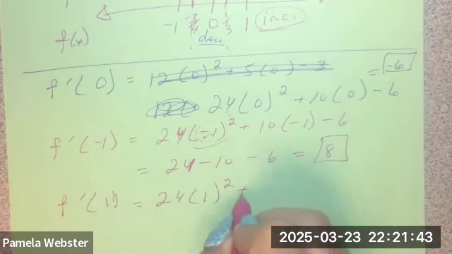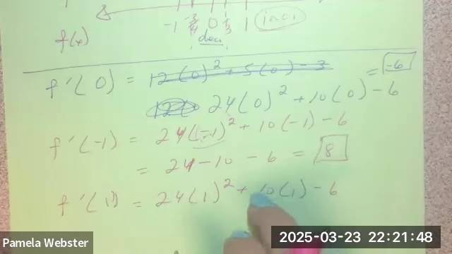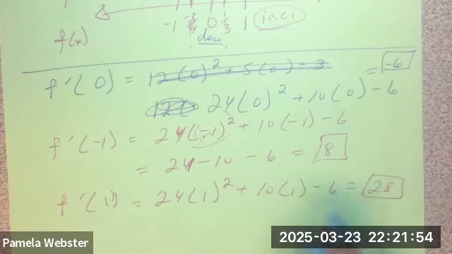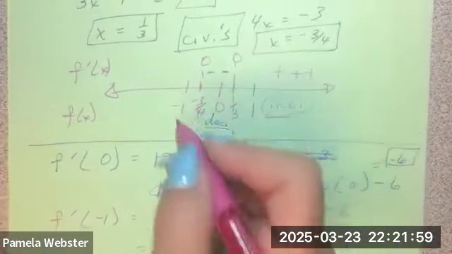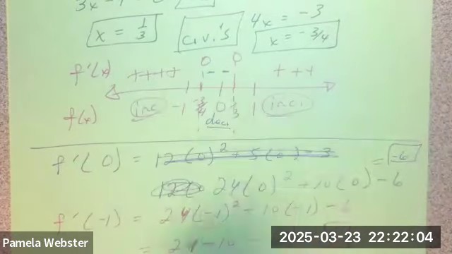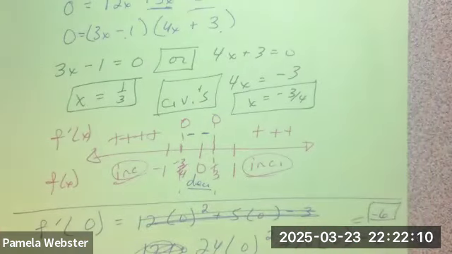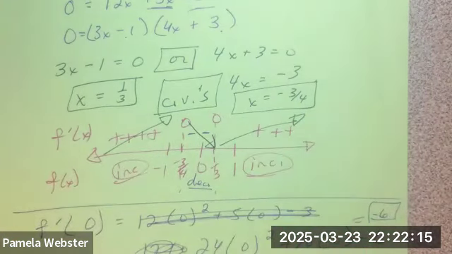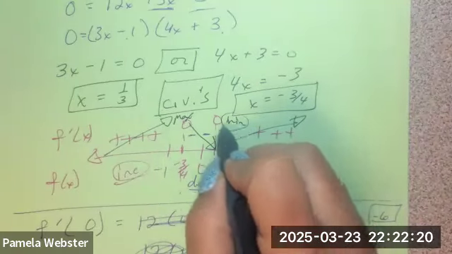And last but not least, f prime of 1. 24 times 1 squared. 10 times 1 minus 6. This is 24 plus 10 is 34 minus 6. I think that's 28. Check my arithmetic on all of this. You always know I make mistakes too, so that's a positive. I don't really care about the number anyway. What I care about is that it's positive, which means that's an interval of increase also. Okay, so sure enough, we're going up, down, up. So yes, we have a max here, and yes, we have a min here.